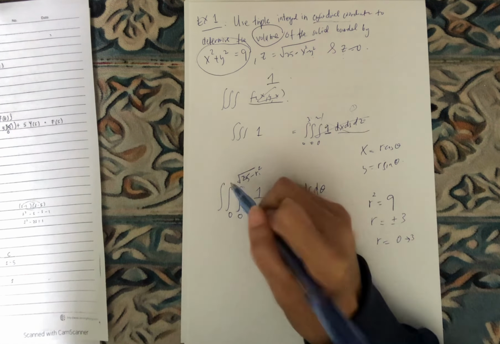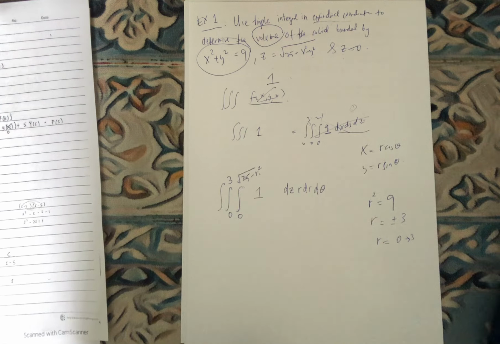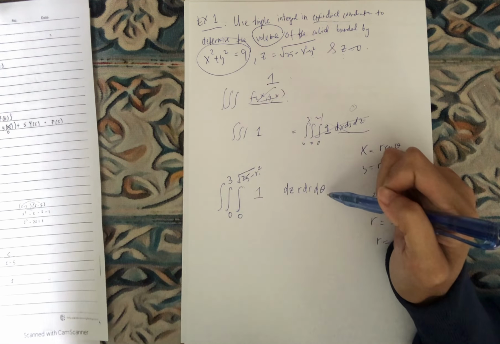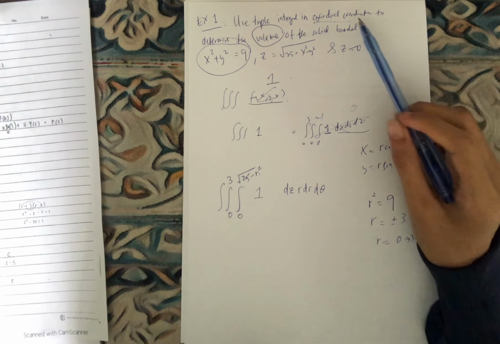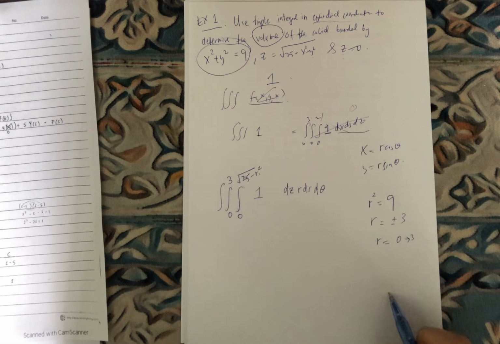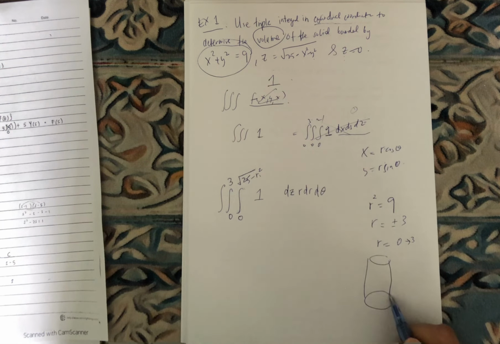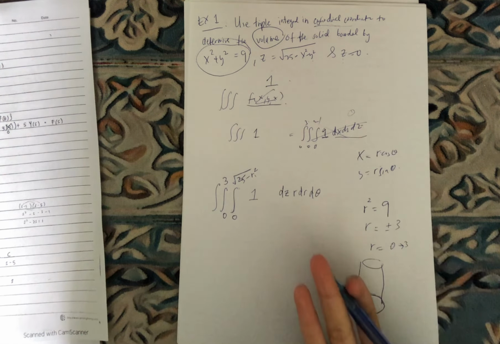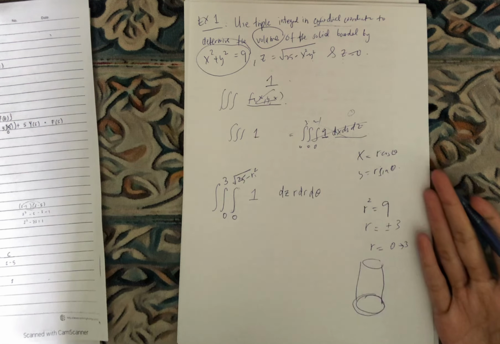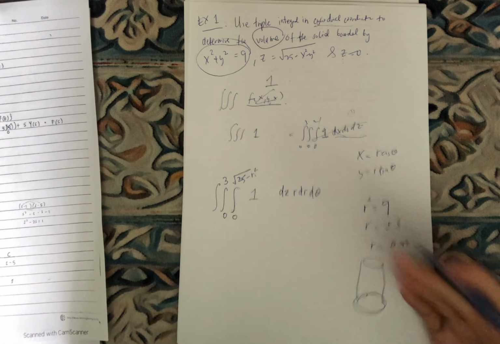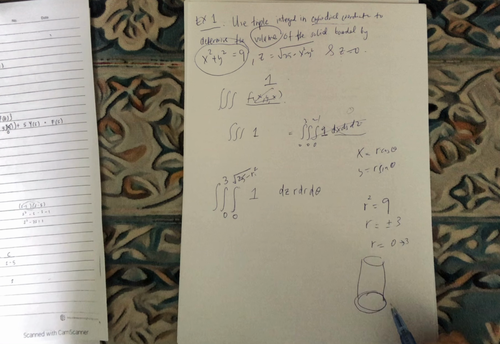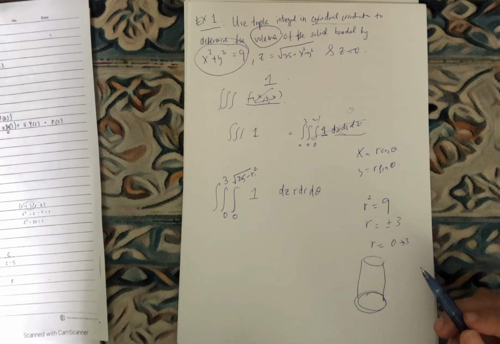So the r limit here will be 0 until 3. And how about your theta? Theta is the angle, okay? So from this one, we know that it is a cylinder. And we see that the cylinder base here will be a circle shape, right? It's a circle. So what's the angle of a complete circle? The full circle, what is the angle of that? It will be 360, is it?